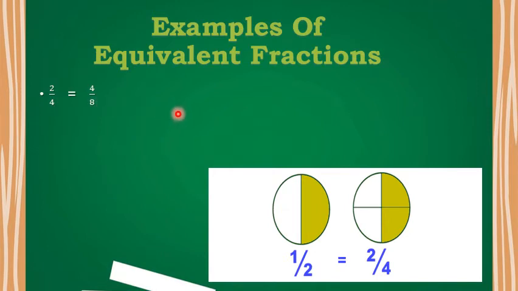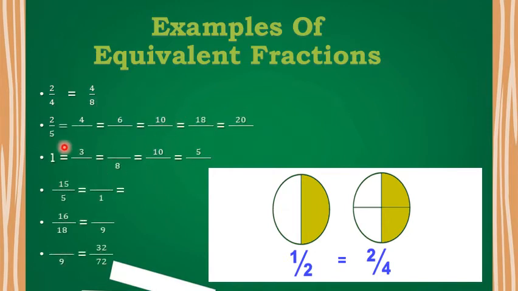Let's solve some examples. 2 over 5 equals 4 over what? 2 times what equals 4? 2 times 2. Then 5 times 2 will be 10. 2 times what equals 6? 2 times 3. Then 5 times 3 will be 15. Another one. 2 times what equals 10? 2 times 5 equals 10. Then 5 times 5 will be 25.